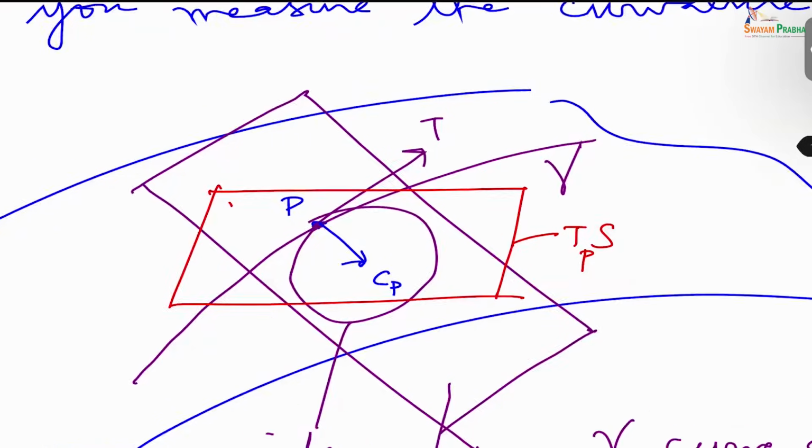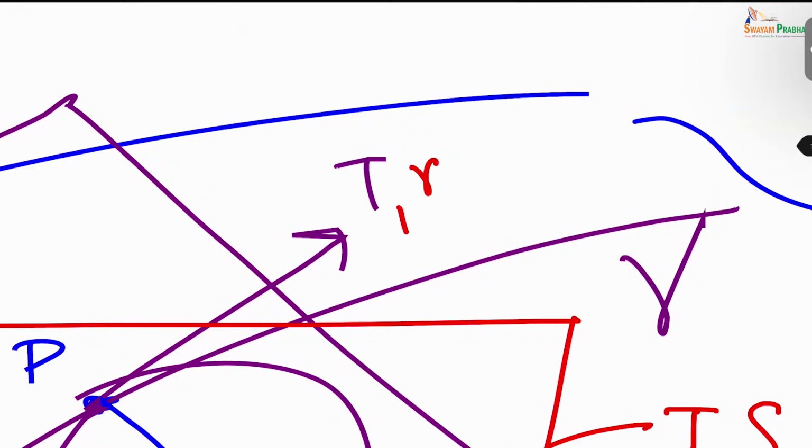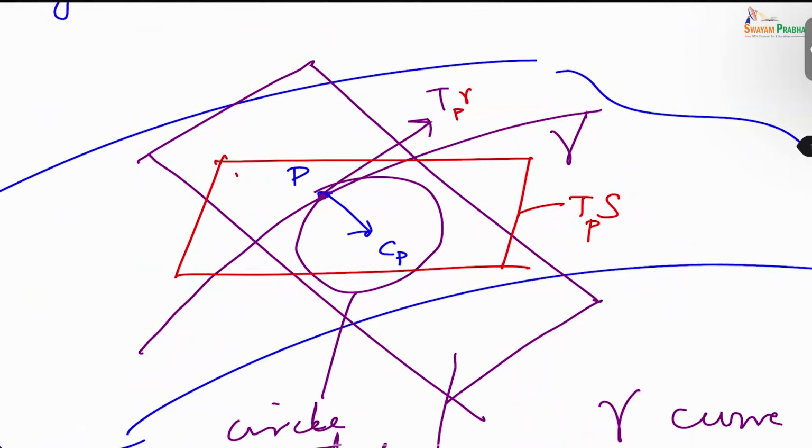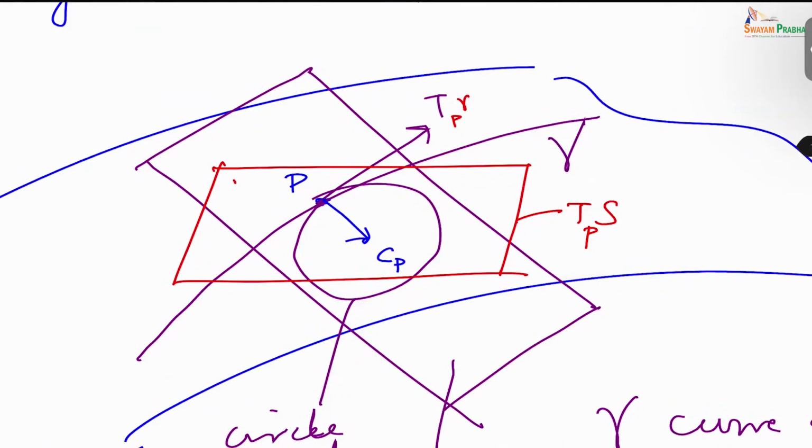this tangent vector, this T, let me write this as T gamma p, just to signify that this is a tangent to the curve gamma at the point p. This T gamma p is going to lie both on this red plane, which is the tangent plane to the surface at the point, as well as this purple plane that I have drawn, which is actually the osculating plane. Okay. Now what I want you to understand is that these two planes are different.